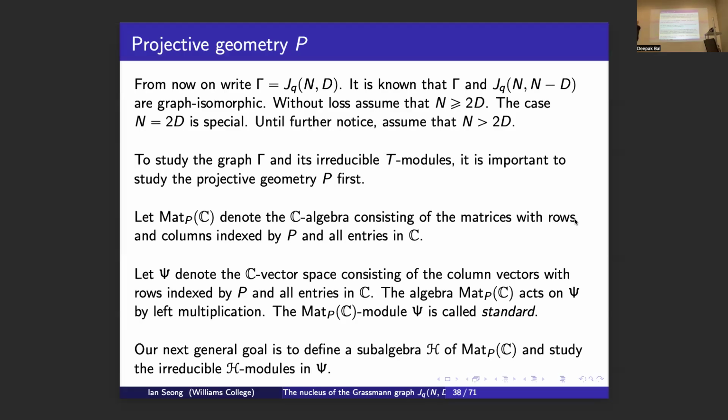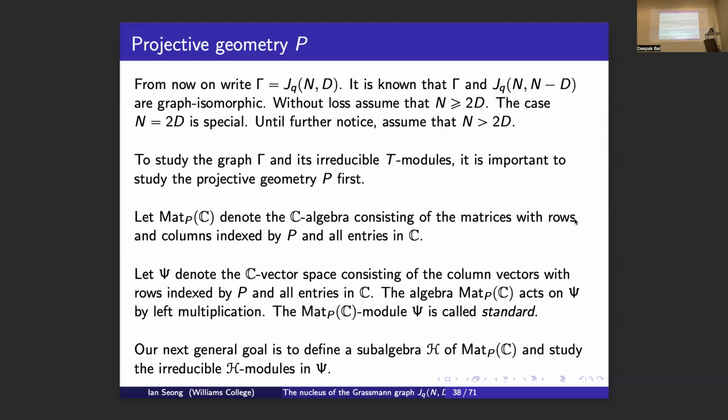Okay, so from now on, we're going to write gamma to be the Grassmann graph J_q(n,d). And it is known that gamma and J_q(n,n-d) are graph isomorphic. So you can think about it as we have a projective geometry with d-dimensional subspaces. And if you flip that projective geometry by a complement, by a complement for any inner product, you see that the n-d dimensional subspaces and d-dimensional subspaces are going to be graph isomorphic.